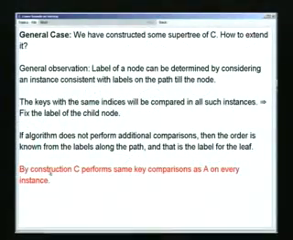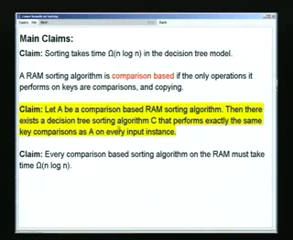Now, the important point is that we have constructed our decision tree algorithm in this manner, and by construction, because of the care we took in the construction, you can see that C performs exactly the same key comparisons as A does in exactly the same sequence on every instance. So this finishes this claim.